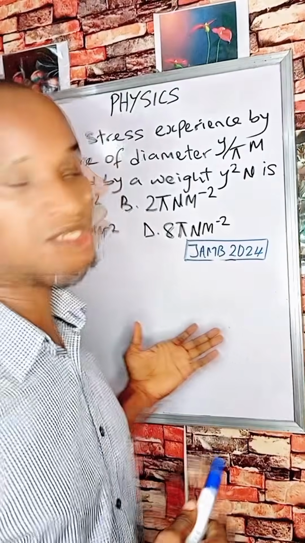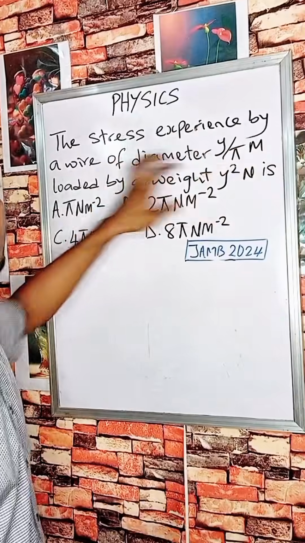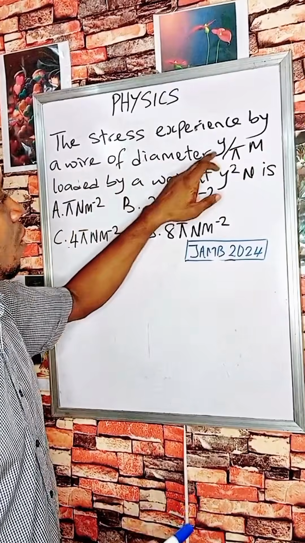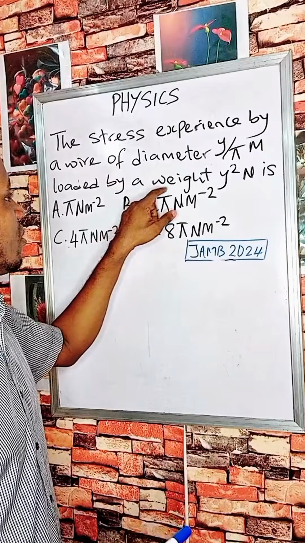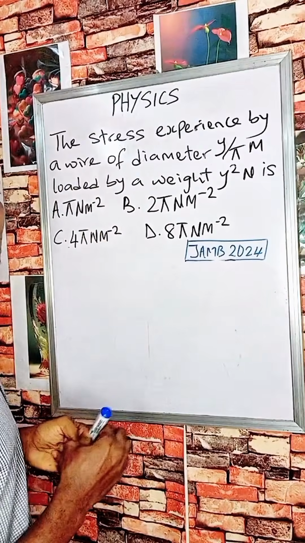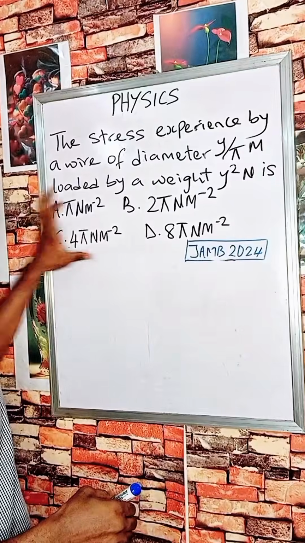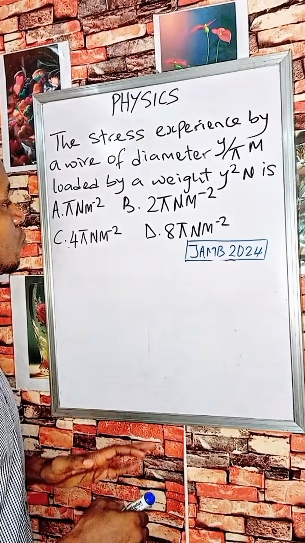Let's solve this physics question on the board. The question says the stress experienced by a wire of diameter y/pi meter loaded by a weight y square Newton is. So we are given some options here to choose from, but for us to determine the option, let's solve the question to know the answer.